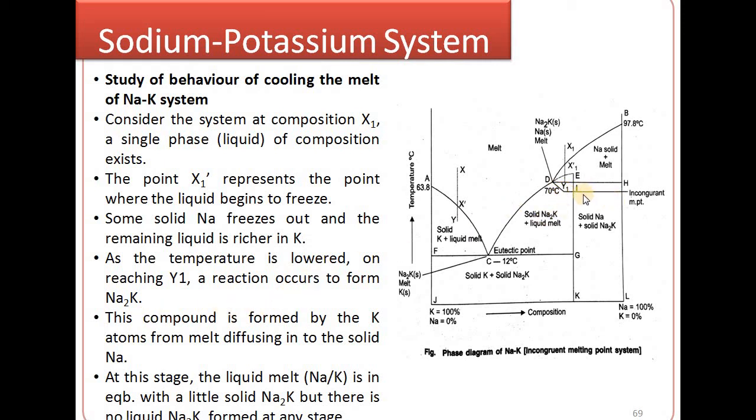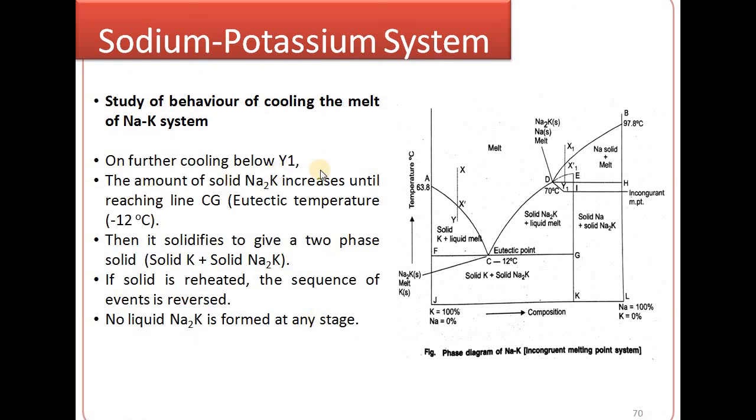This compound is formed by the potassium atoms from the melt diffusing into the solid Na. At this stage, the liquid melt will be in equilibrium with a little solid Na2K, but no liquid disodium potassium is formed at any stage. The reason is that it does not have a congruent melting point, so at no stage will you be able to find liquid Na2K. It is only feasible, only stable, in the solid state.